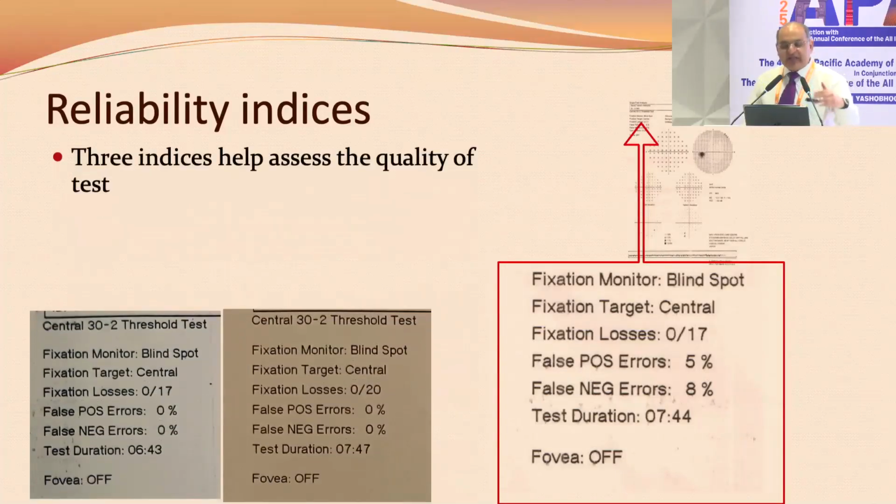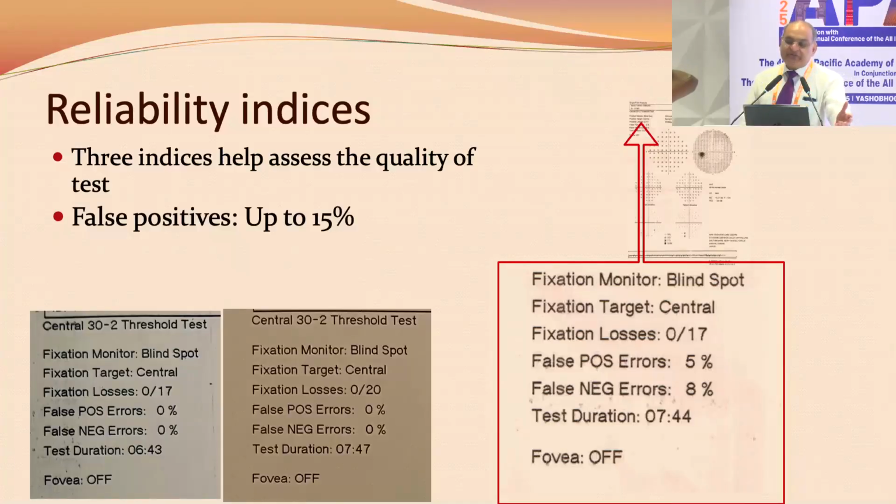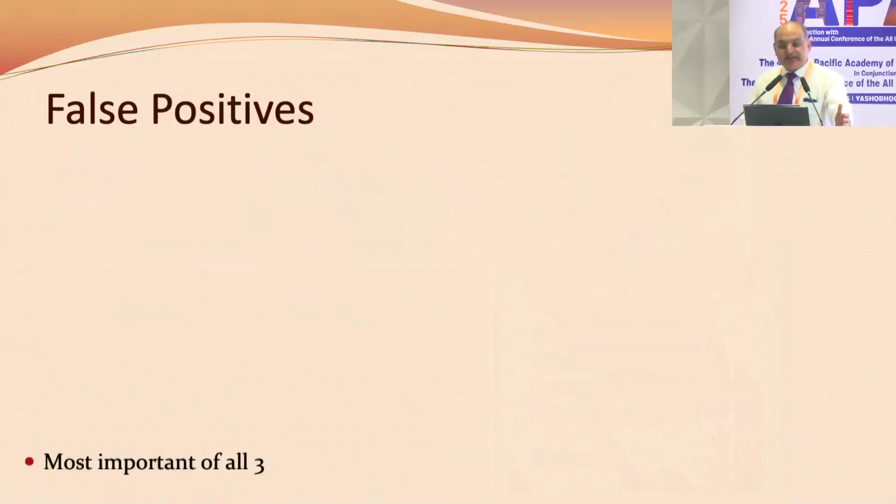Then there are various reliability indices. These indices help us assess the quality of the test, with respect to the patient's performance. For false positives, maybe up to 15% you can accept them. False negatives up to 33% we can accept, and fixation losses up to 20% we can accept. We should know that these are the upper limits of acceptance of good reliability indices.